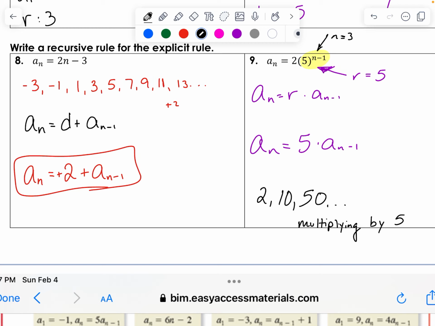And then I could write that sequence that I did, a sub n equals 5, the rate, times a sub n minus 1. Or take the previous term, multiply by 5, and you'll get a sub n.